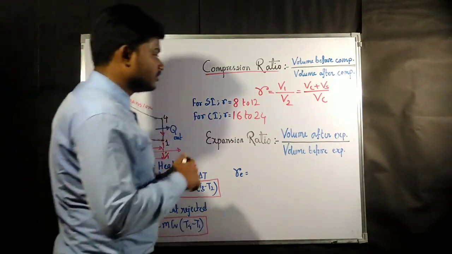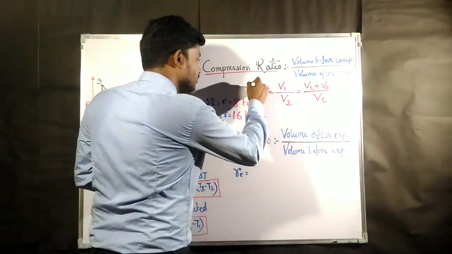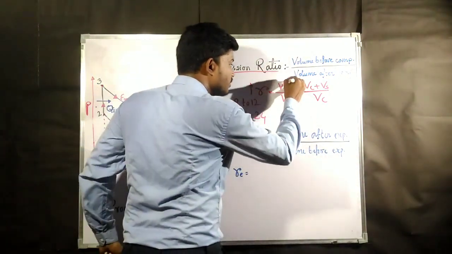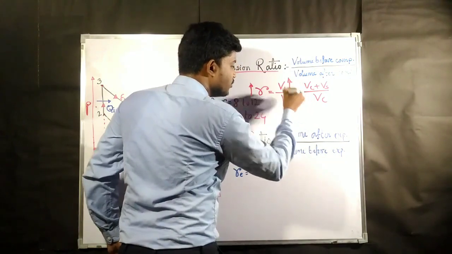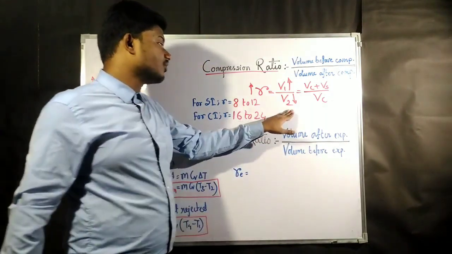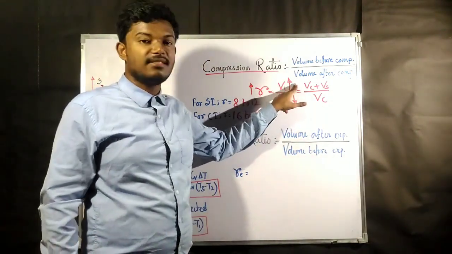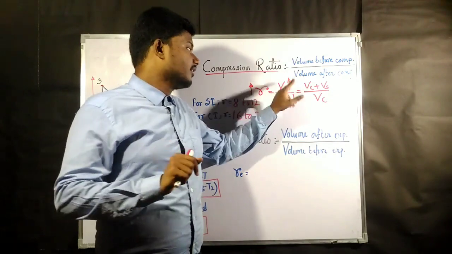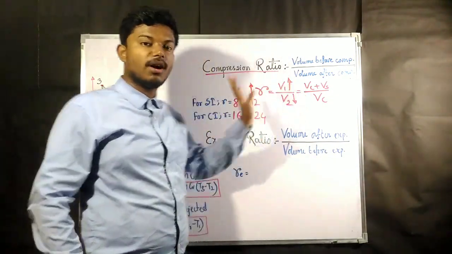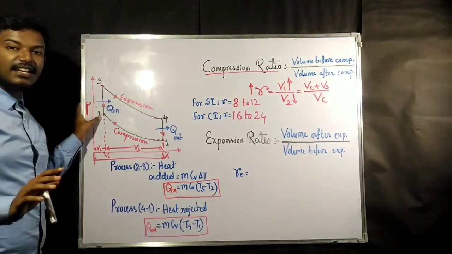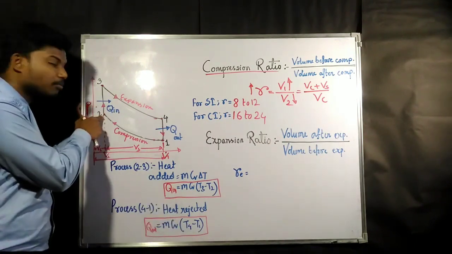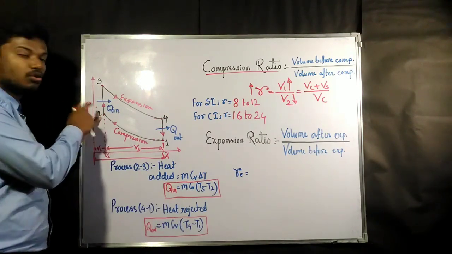So to increase the compression ratio, either you are going to increase this or you are going to decrease this. Now increasing this would be negative work, only a waste of time. Why? Because your final goal is to reach point 2. After compression you need to go to point 2.